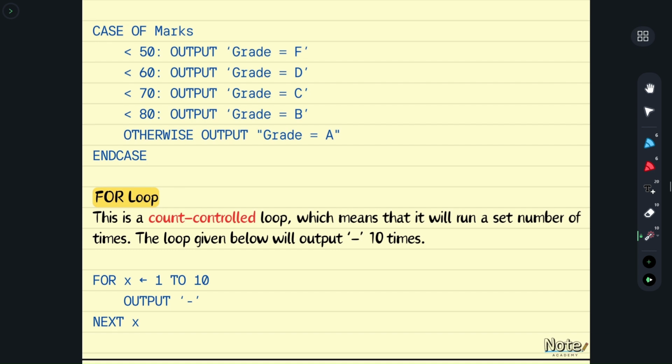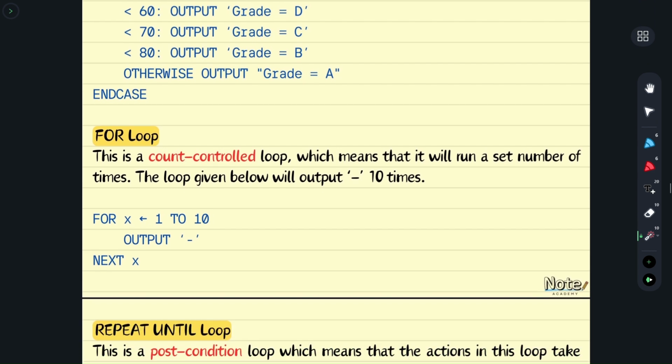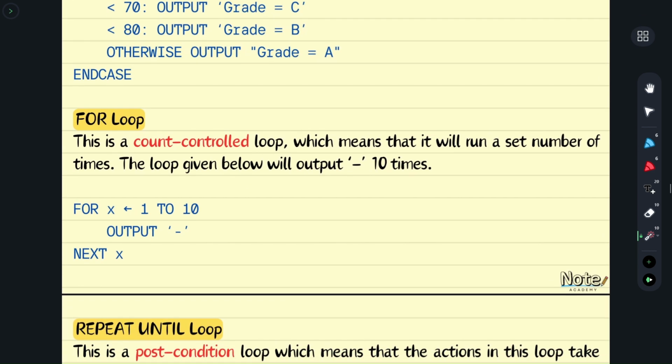So coming down to a simple for loop. A for loop is basically a count controlled loop. We will study these types of loops later on in the programming chapter, chapter 8, which is coming up. A for loop is basically just used to perform a specific task a certain number of times.